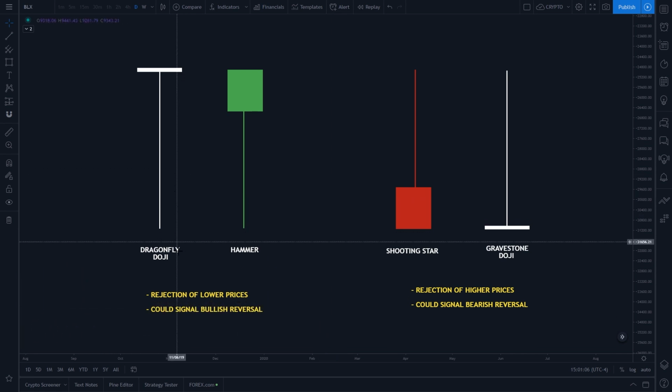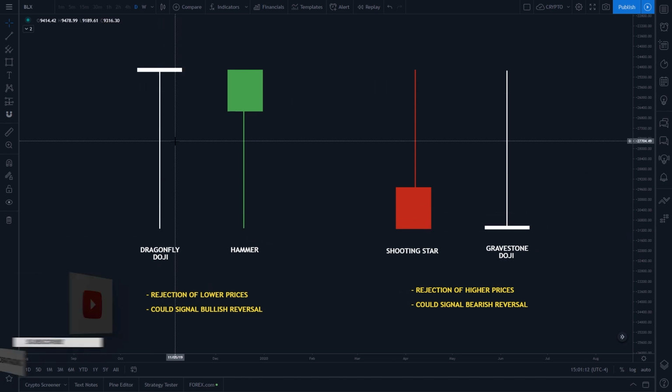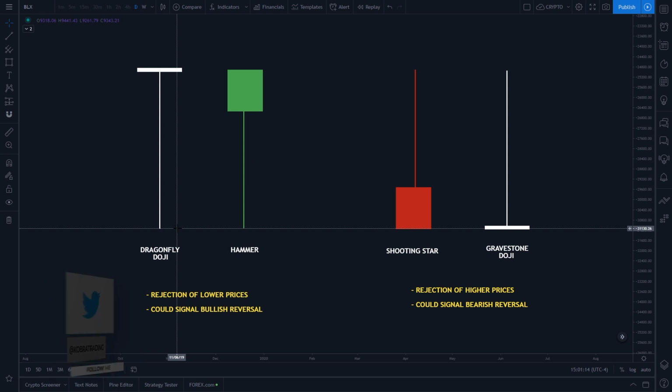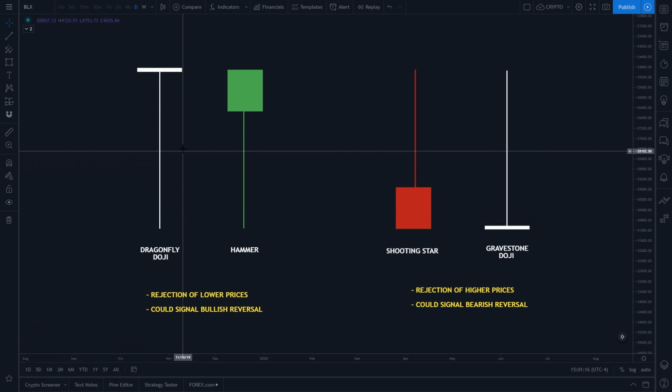But anyway, a dragonfly doji means that the price opened here and the bears pushed it way down, but the buyers pushed it all the way back up and it closed in about the same spot. That means that there was a very, very strong rejection of lower prices, and this could signal that a bullish reversal is coming towards the market.